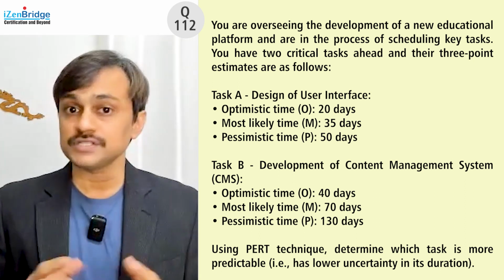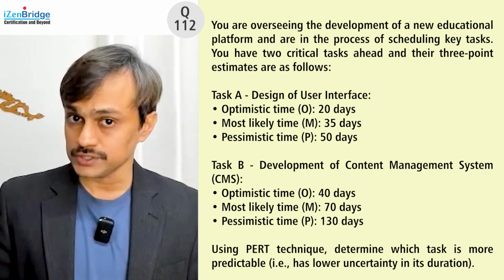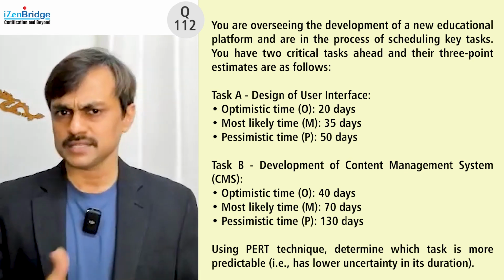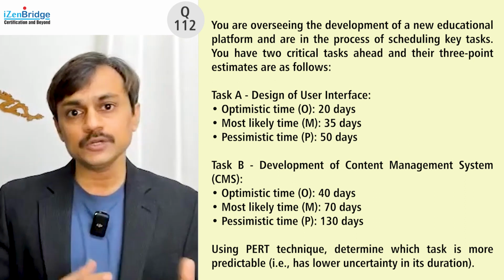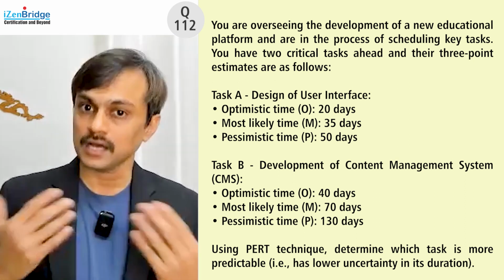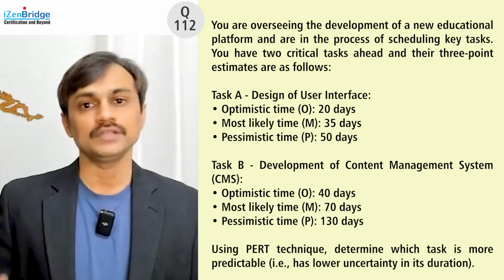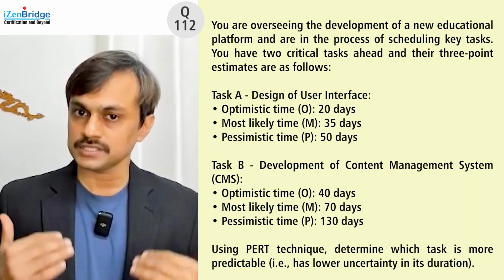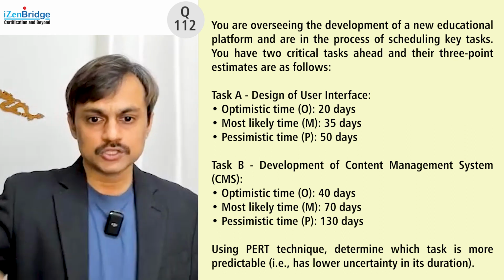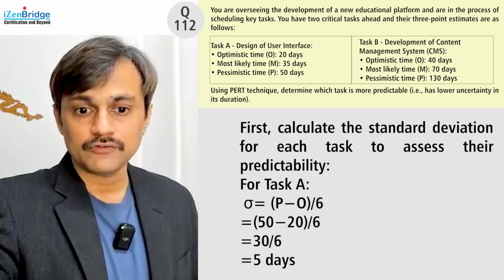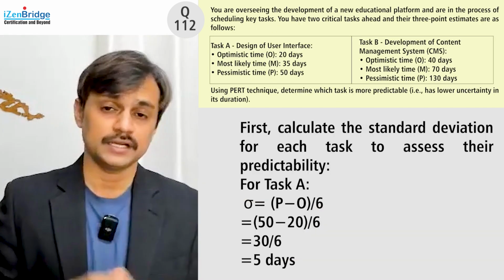So in simple words, we just need to calculate the standard deviation for these two tasks, or we can just calculate the range also, because dividing by 6 is common in both places, and we need to see where the standard deviations are high, the uncertainties are high. When the standard deviation is low, uncertainties are low. So that's the only calculation we have to do. So we can do that. First we can calculate the standard deviation.